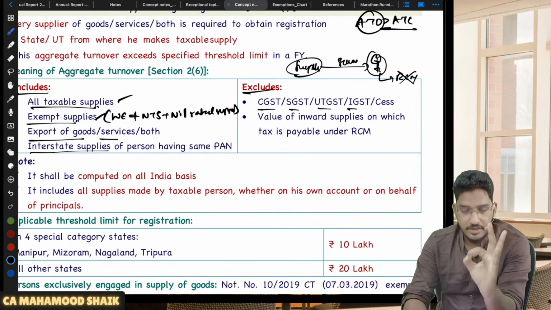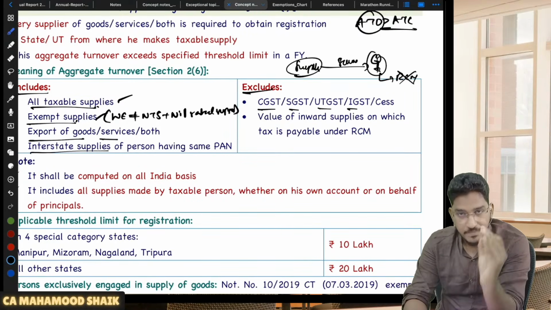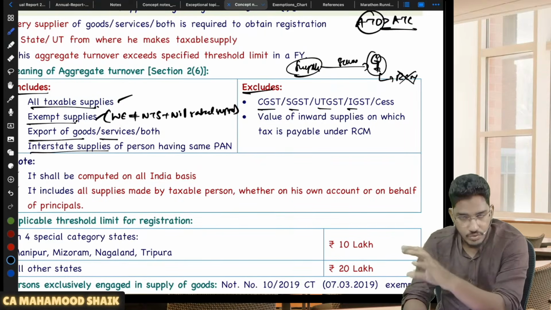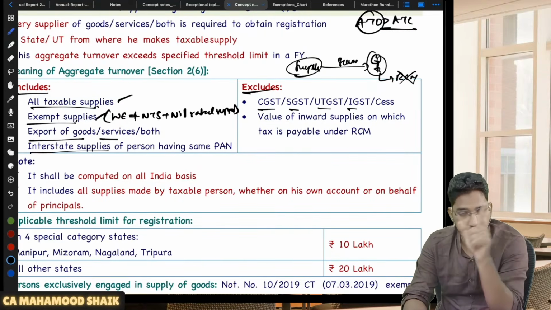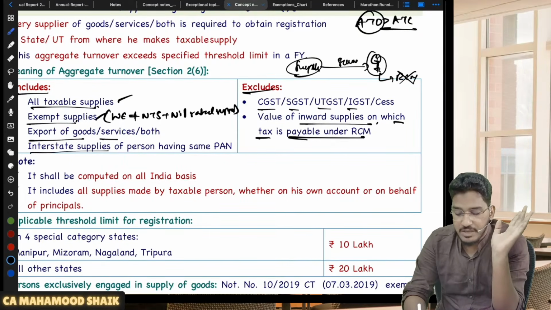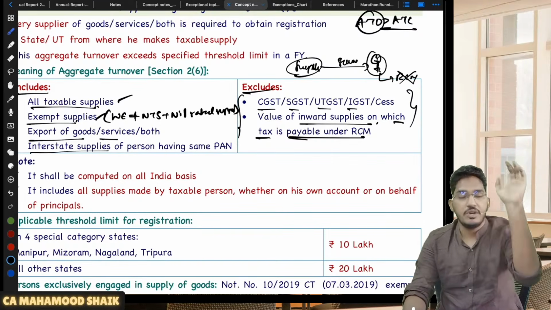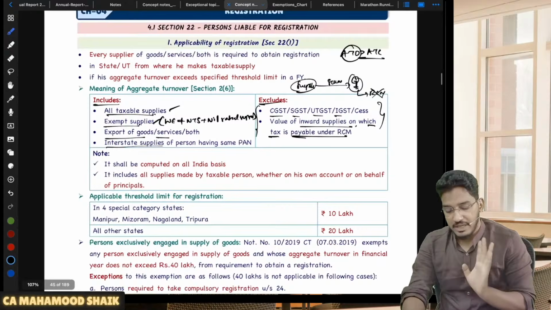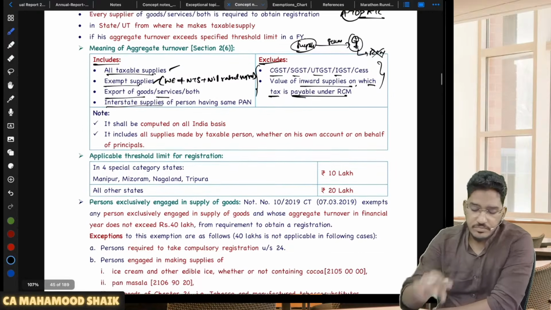If you are a recipient who is receiving the services on which you are liable to pay the GST under reverse charge mechanism, will that inward supply be included in your aggregate turnover? No, it will not get included in your turnover. It will always get included in the supplier's turnover only. So value of inward supplies on which tax is payable under reverse charge mechanism will not get included in your turnover. That will get included in your supplier's turnover. So you have to be very careful about this definition of aggregate turnover.